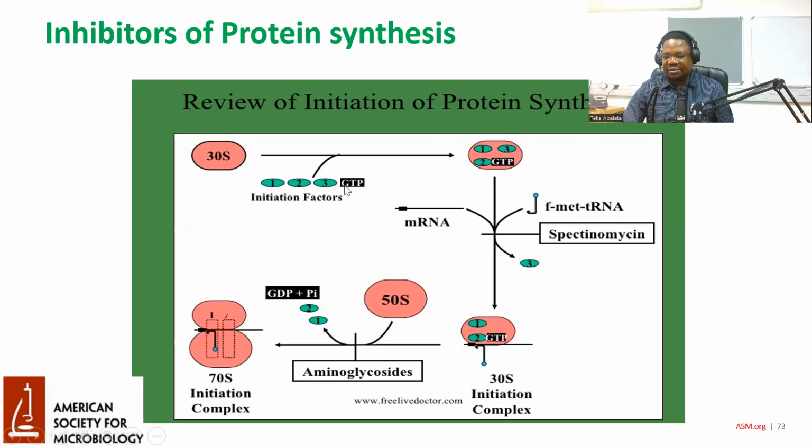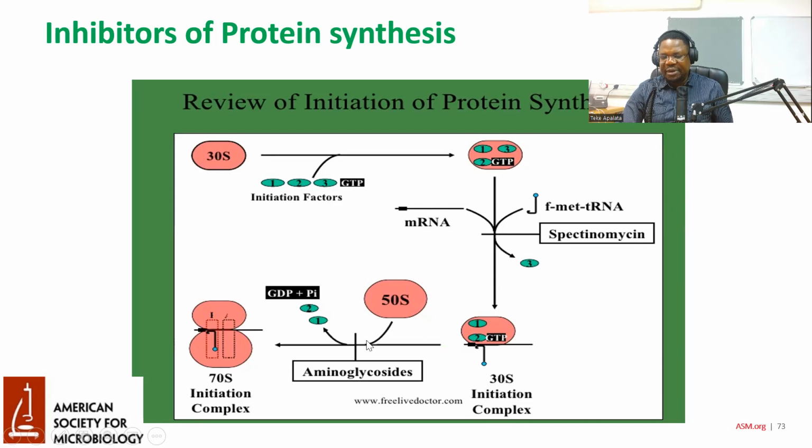the 30S subunit here, because it's where the initiation takes place. And here we have spectinomycin that inhibits the formation of the 30S initiation complex. So it does not even happen. And we have the spectinomycin inhibit the messenger RNA. So the 30S complex will not even be formed.